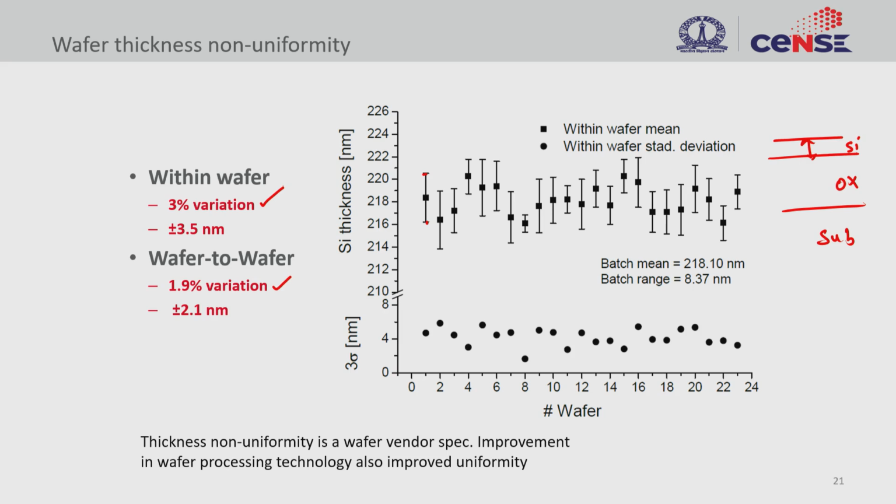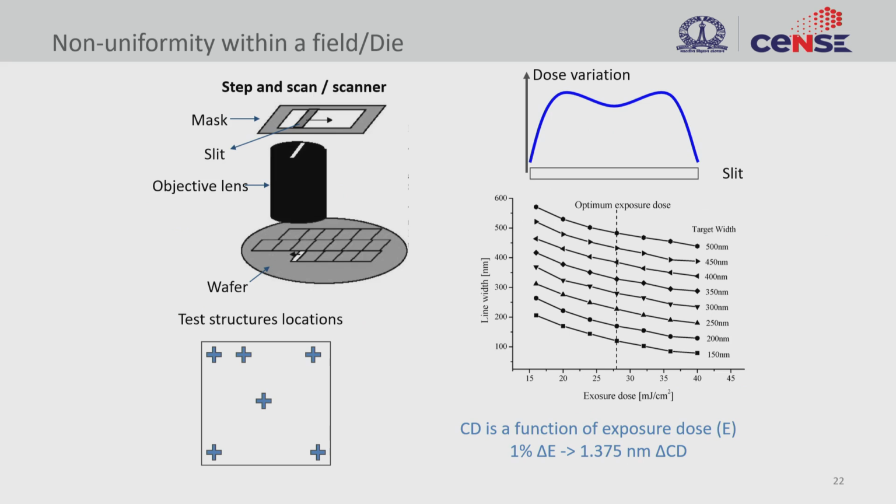So when you are processing multiple wafers and multiple batches, the variation can be not just coming from your process, it can be from your starting wafer itself. So this is something one should be aware of. So your lithography can also bring in non-uniformity. This is something that we already discussed, right?